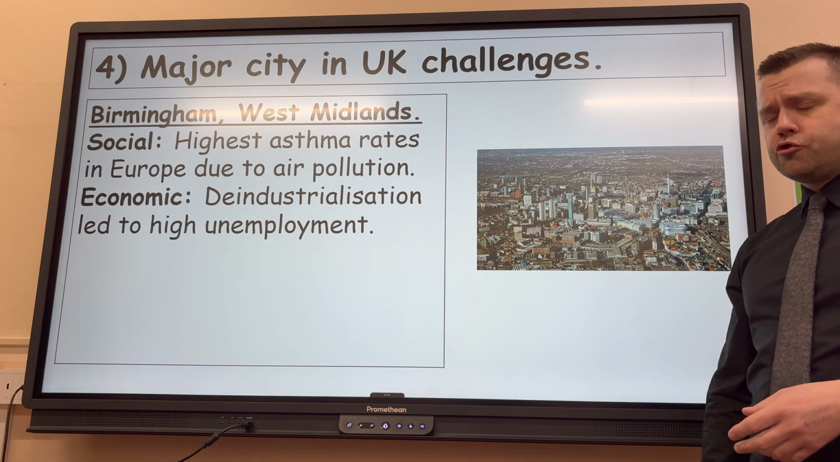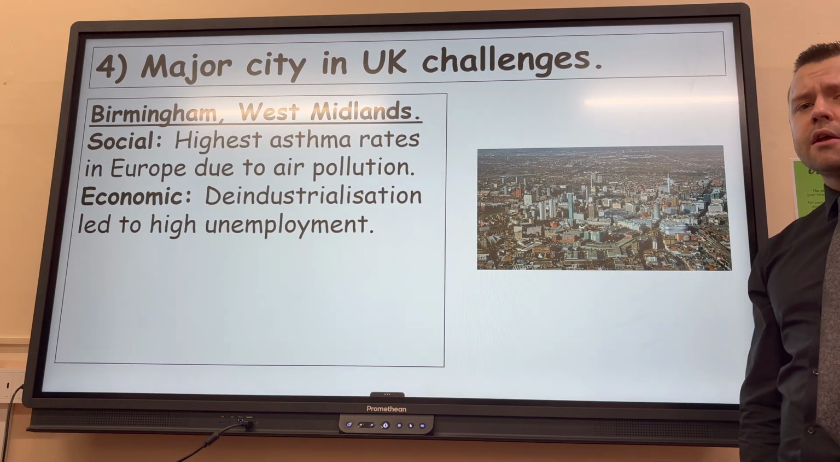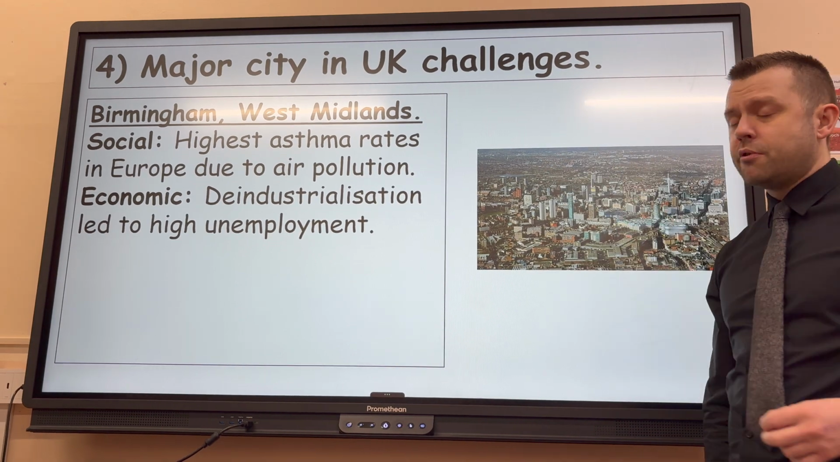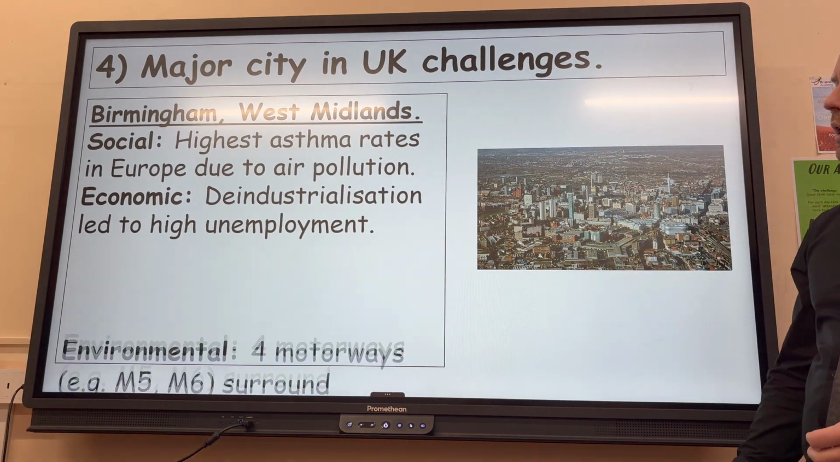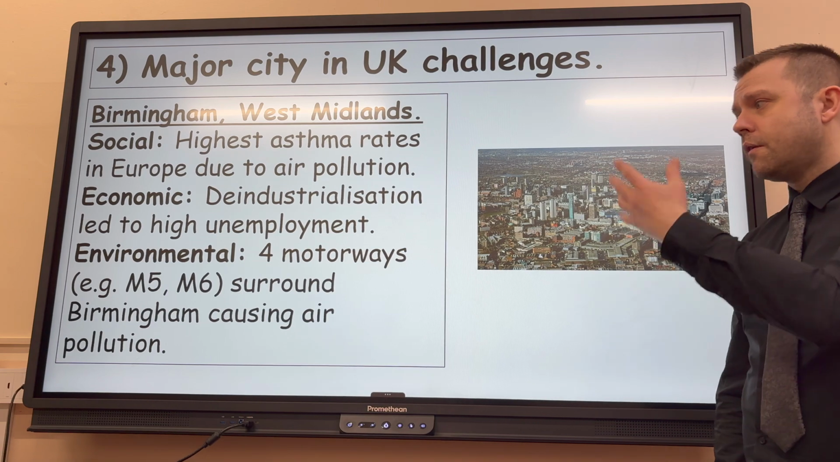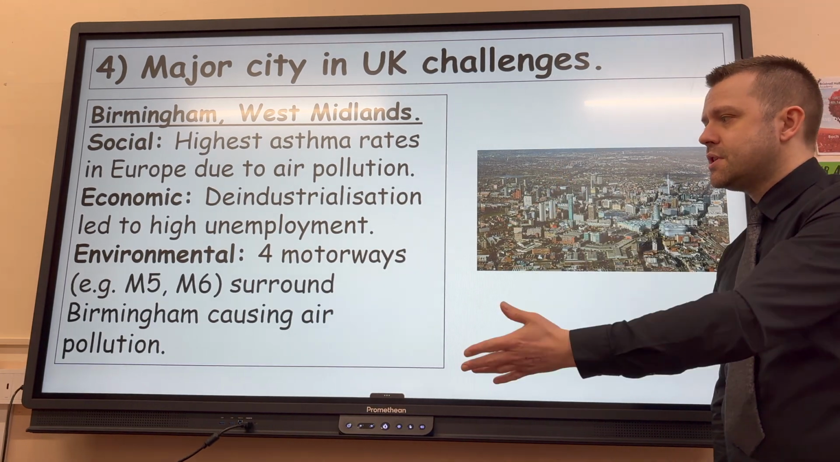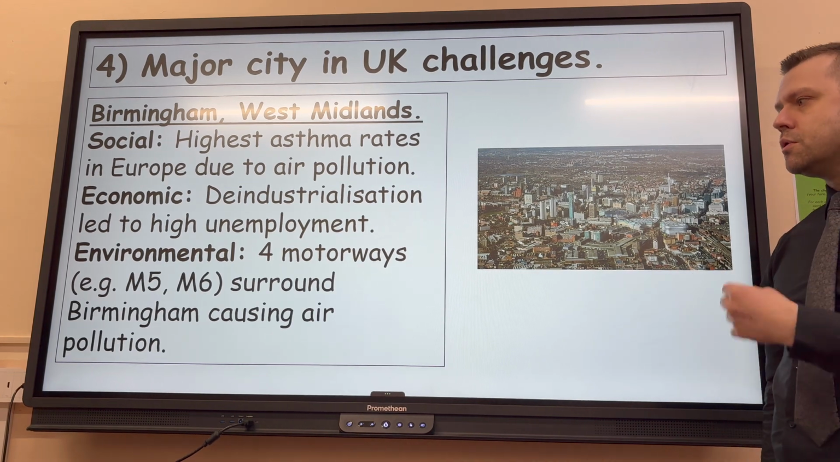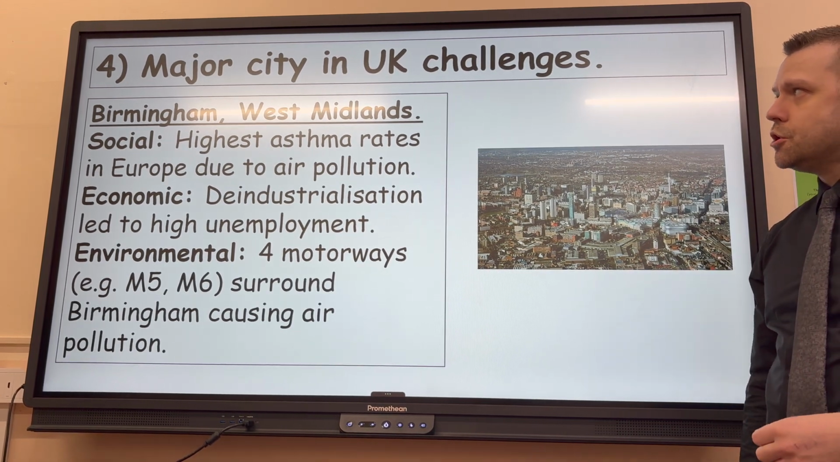Economic: deindustrialisation, the closure of traditional heavy secondary manufacturing industry led to a high number of people being unemployed. And environmental: I've already mentioned the 4 motorways such as the M5 and the M6. They surround Birmingham like a square, causing high levels of air pollution.